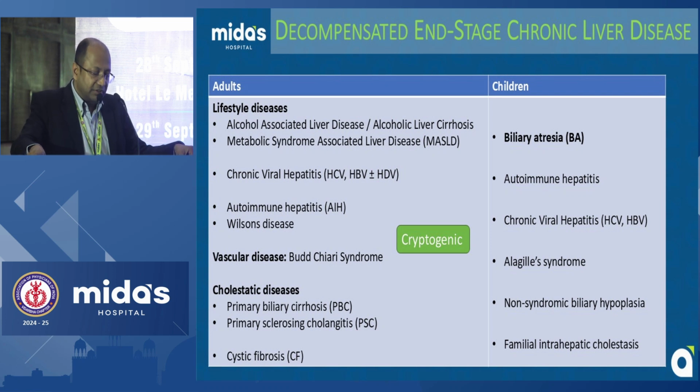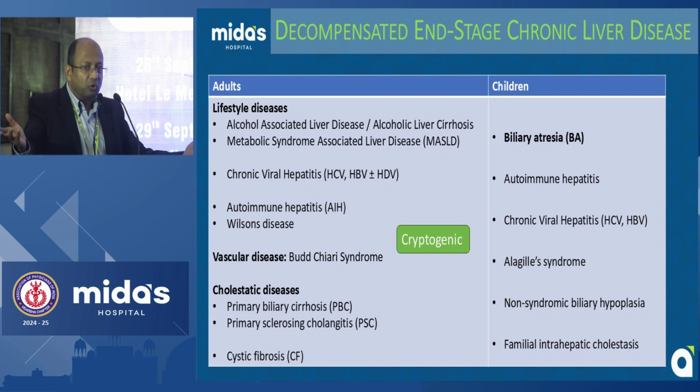The other diseases such as autoimmune, Wilson's, vascular diseases and cholestatic diseases are less common, but nonetheless we do encounter them off and on. On the other hand, in children, it's biliary atresia, which constitutes almost 80 to 85% of all liver diseases requiring a transplant. The other ones are less common. And then there are about 20% of patients where we do not know the cause, and for lack of a better word, we call them cryptogenic.